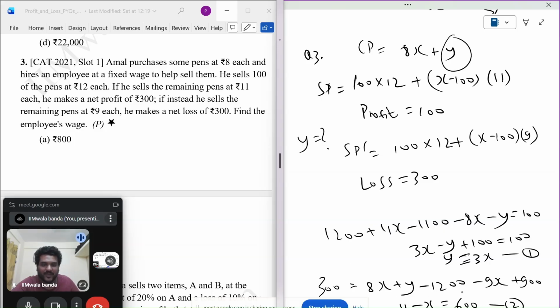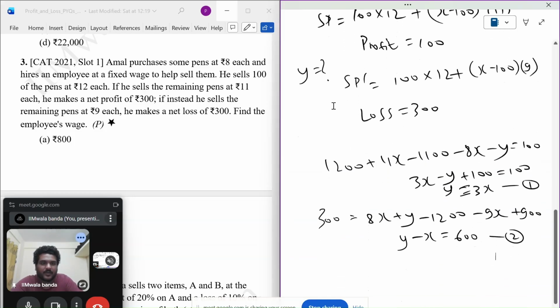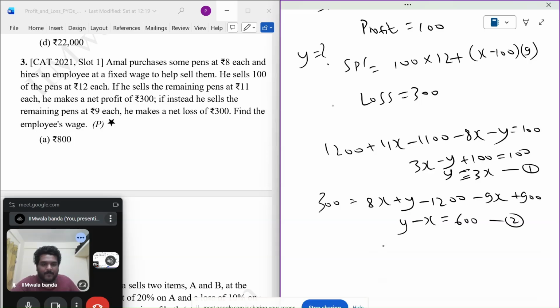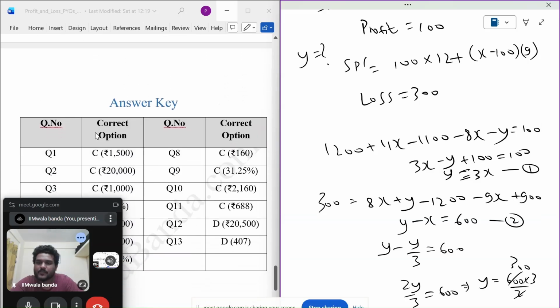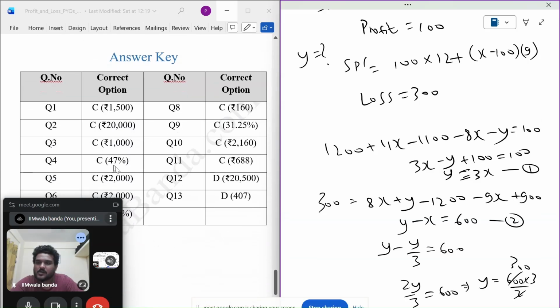We need y, remove x. X can be written as y by 3, right? X can be written as y by 3, because I need y, right? So eliminate x. Y is 600 into 3 by 2, 900. B. Answer C.